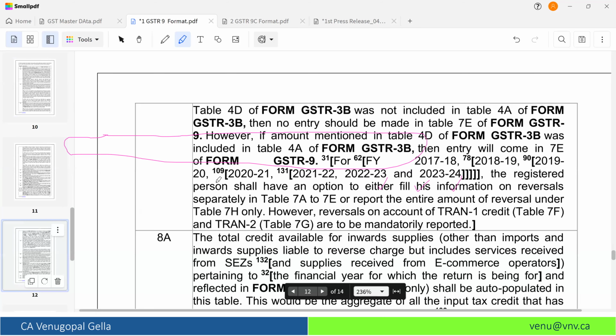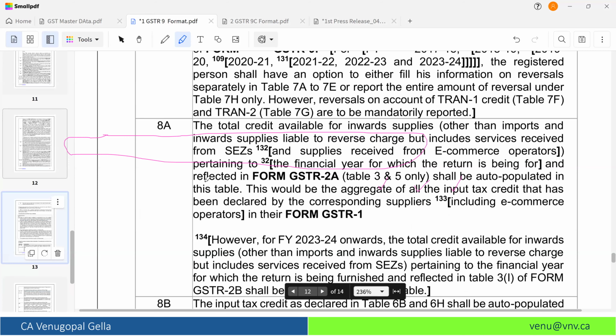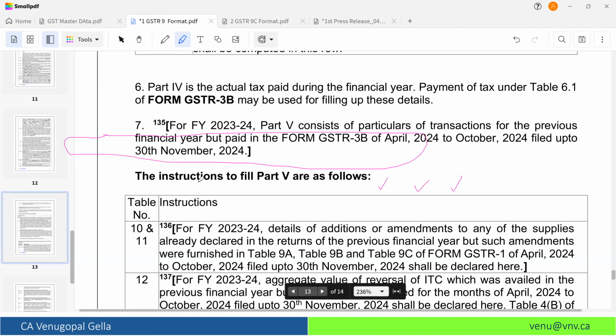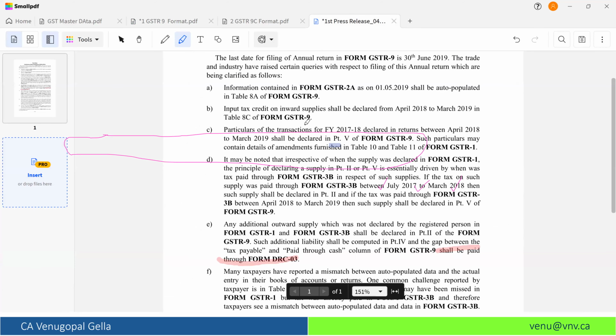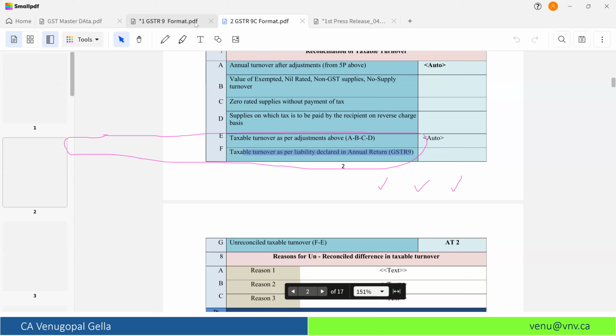We are violating what is there as per table 10 and the instructions, because the instructions say, the press release says RCM shall not be disclosed here. The press release doesn't want RCM to be disclosed in table 10. So we are violating this and we are reporting. It is all for convenience, to have control on the data.